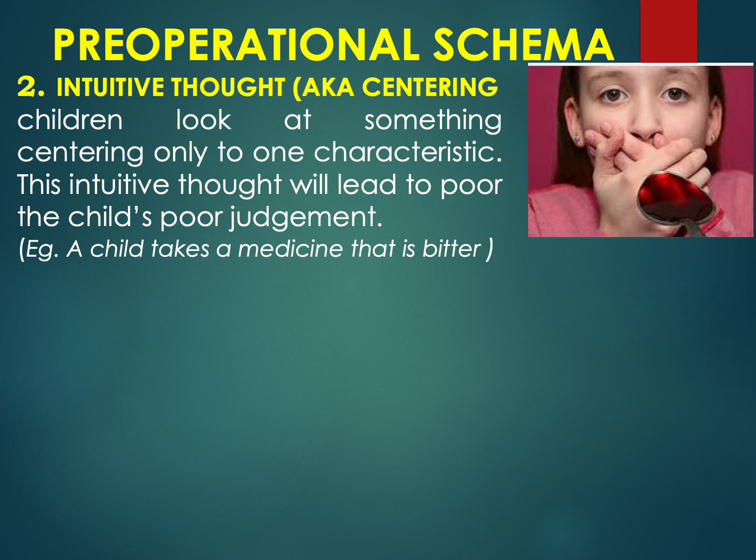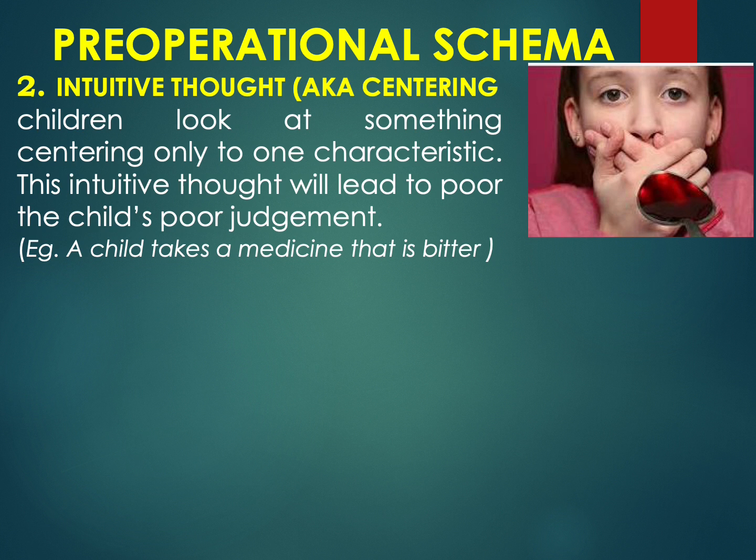We also have number 2, which is intuitive thought. It is also known as centering. Dito po, children look at something and center only to one characteristic of something. This intuitive thought will lead them to have poor decision or poor judgment. Bakit? Example po dito, a child is taking a medicine that is bitter. So yung bata, pinainom mo ng gamot and then mapait pala yung gamot na yon. Therefore, the child will not like to drink any medicine anymore.